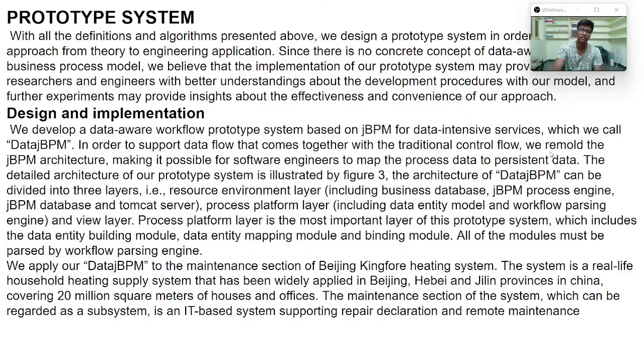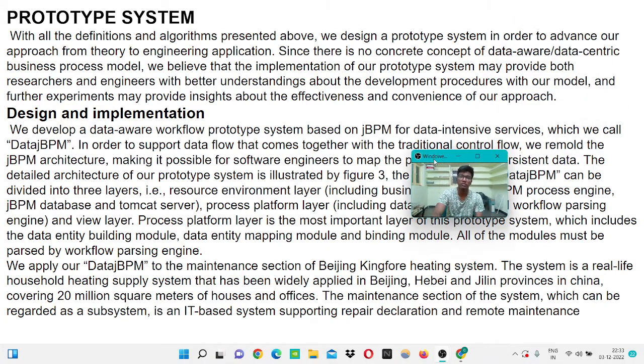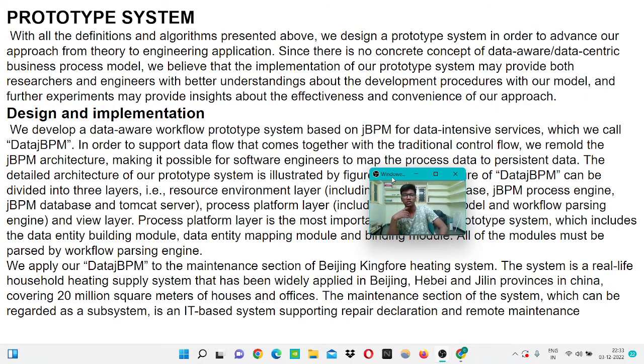Okay, let's get to the prototype system. With all the definitions and algorithm presented above, we design a prototype system in order to advance our approach from theory to engineering application. Since there is no concrete concept of data-aware and data-centric business process model, we believe that the implementation of a prototype system may provide both researchers and engineers with better understanding of the development procedures of our model. And further experiments may provide insights about effectiveness and convenience of our approach, design, and implementation.